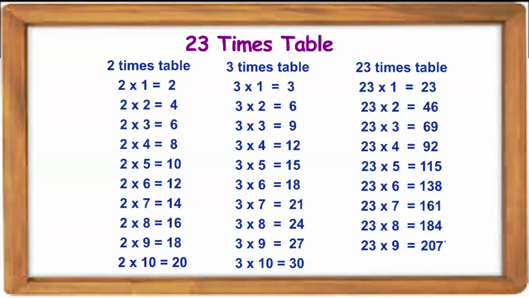Similarly, we have 2 tens are 20, 3 tens are 30. As we know, 23 tens are 230.